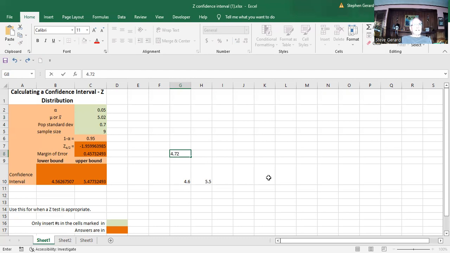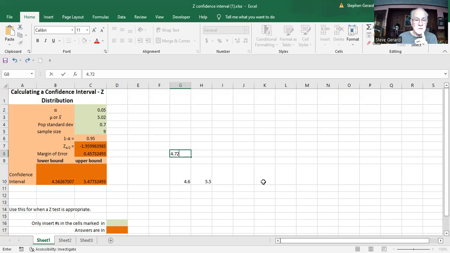What you could expect 95% of the time, as long as you're using samples of 9, is that it's going to be between 4.6 and 5.5 centimeters, I'm sorry. And we got 4.72. So we're within that interval. So no, my sample is not significantly different.